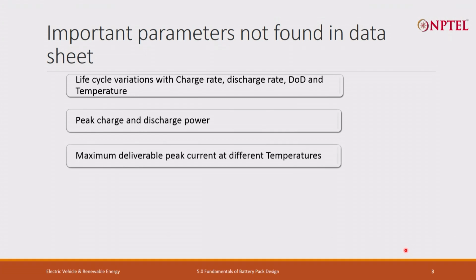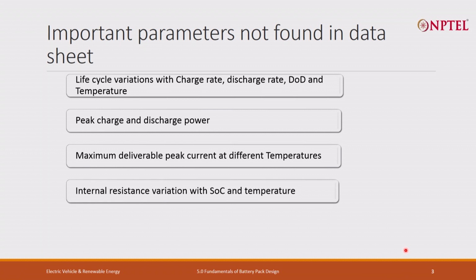Then next is the peak deliverable current at different temperature. This is the same as what we talked about, peak discharge power. The other important point is you cannot draw the same amount of current from a cell at all temperatures or at all state of charges. Suppose at 80% state of charge and 25 degrees you are drawing some amount of current, then that amount of current will change based on temperature as well as state of charge. So all these things will not be told to you in the data sheet. These are the experiments which need to be performed by an individual at lab level based on the requirements for what he is going to make the battery pack.